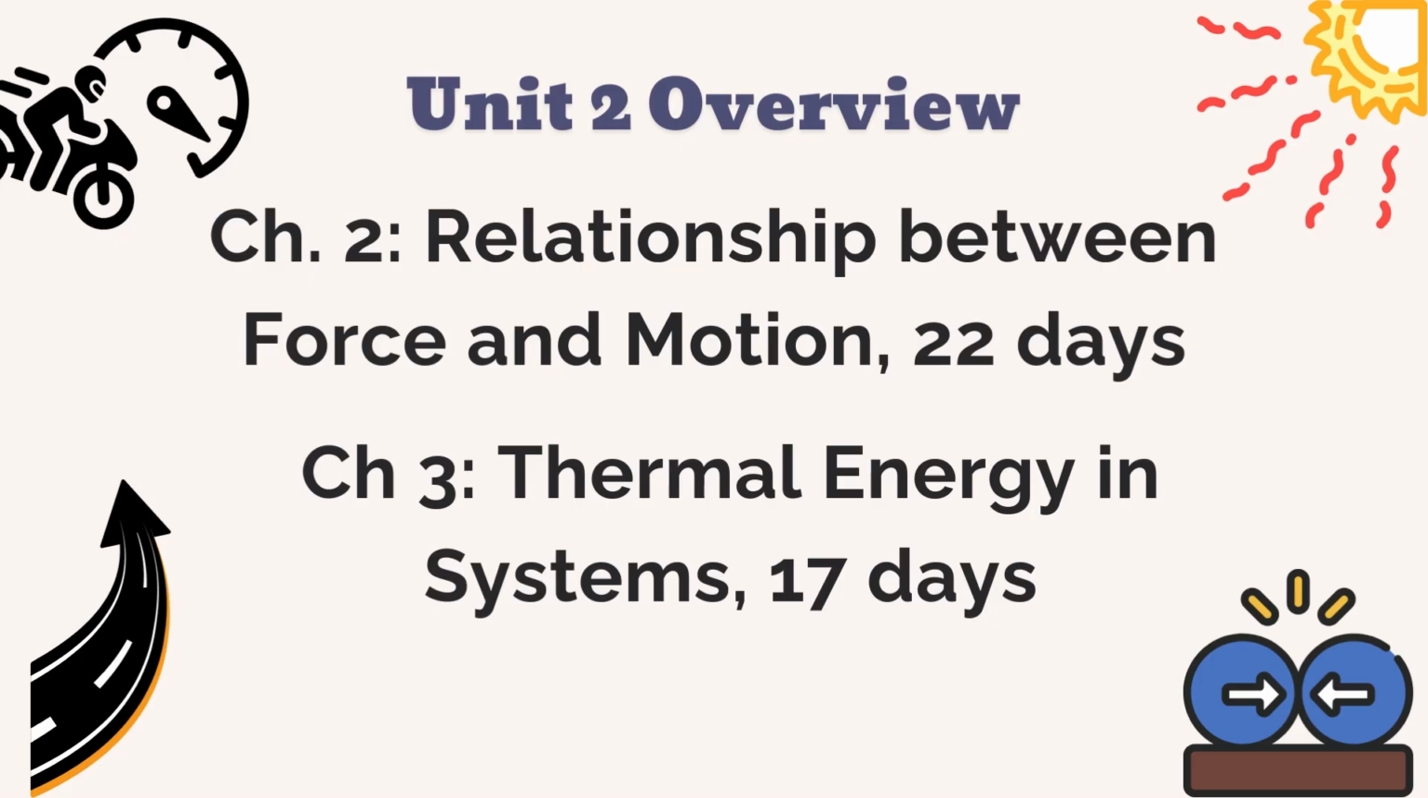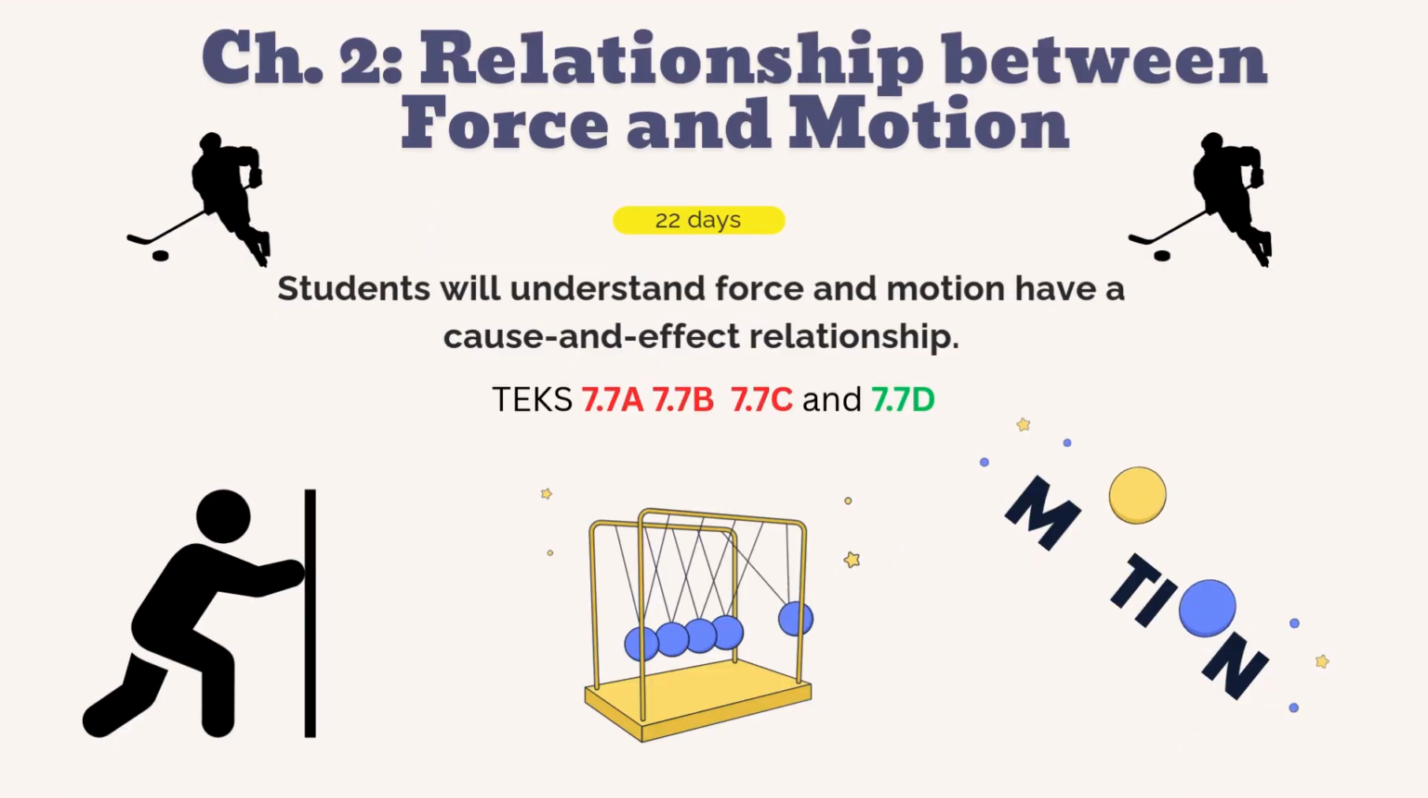Unit 2 Overview. Chapter 2, Relationship between Force and Motion, 22 days. Chapter 3, Thermal Energy in Systems, 17 days. Chapter 2 titled Relationship between Force and Motion with an approximate duration of 22 days to complete.